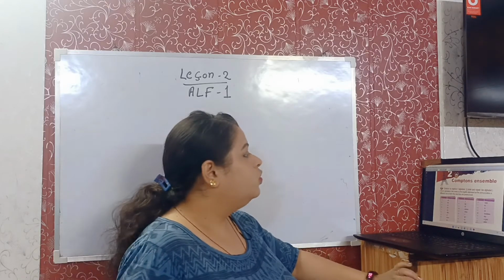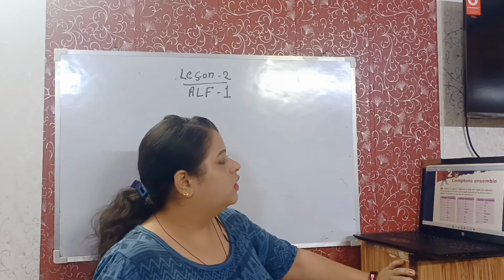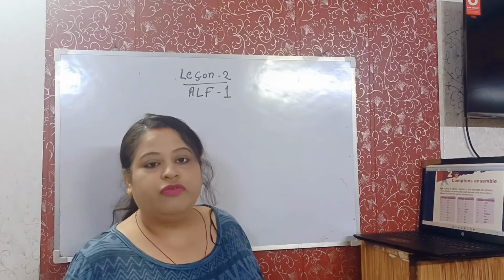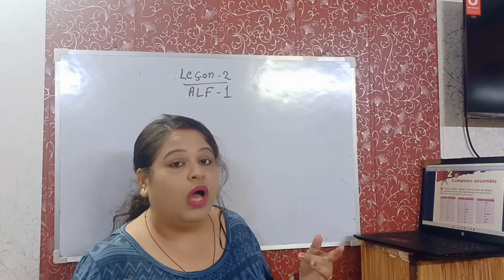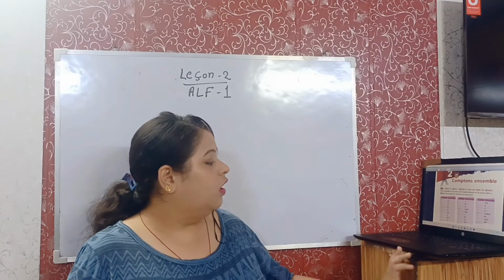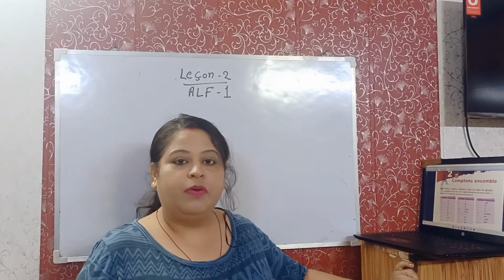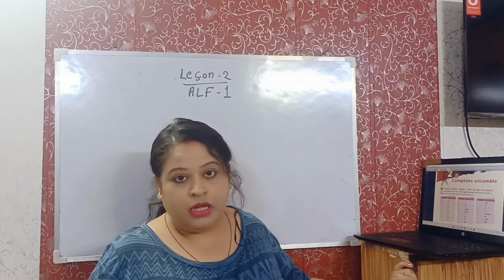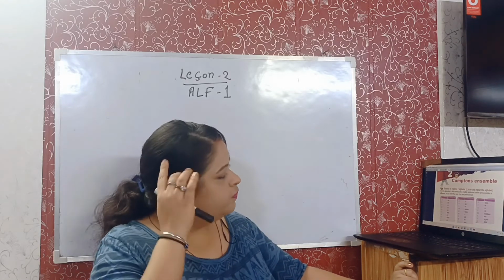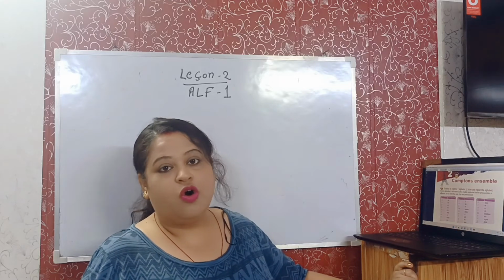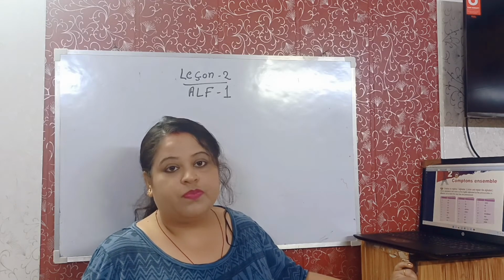Okay, écoutez, répétez l'alphabet. Listen and repeat the alphabets. Here I'll tell you the alphabets in French and you have to listen carefully and repeat after me. Although I have explained the alphabets in my very first video, according to this chapter I am repeating the alphabets again. So A is called A.